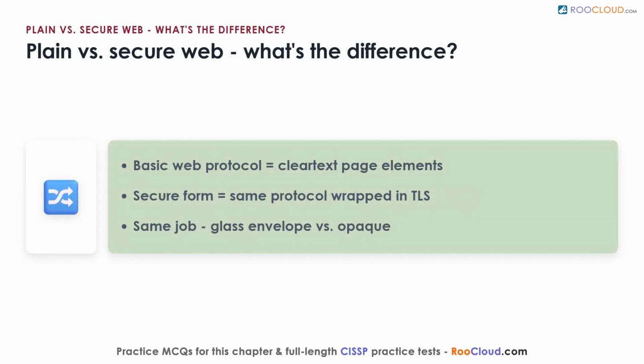What separates plain web traffic from secure web traffic? Exactly one thing: encryption. The basic web protocol moves page elements from server to browser in clear text, readable by anyone in the path. Its secure form is the same protocol wrapped in transport layer security, which shields the whole exchange. This is the single most visible example of the pattern we keep seeing. Same job, but one version is a glass envelope and the other is opaque. On any modern site, the encrypted form is the only acceptable choice.